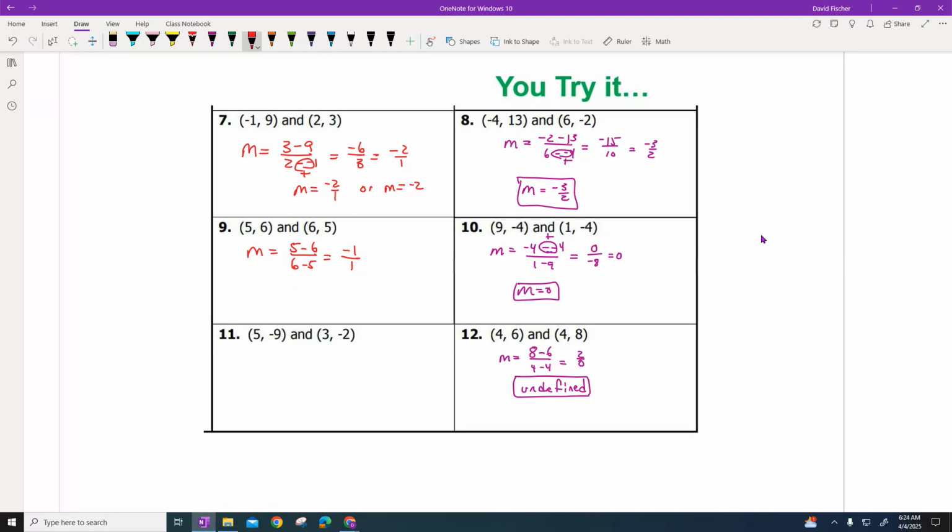Well, negative divided by positive is a negative, so you can leave your answer as negative 1 over 1, or you can just say m equals negative 1, because we assume there's a 1 underneath it if I just see a whole number. Okay, and number 11, let's go do that guy real quick, and then we're done. Go do your practice.